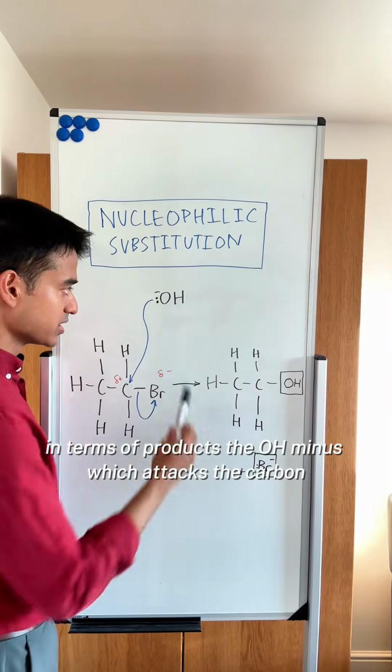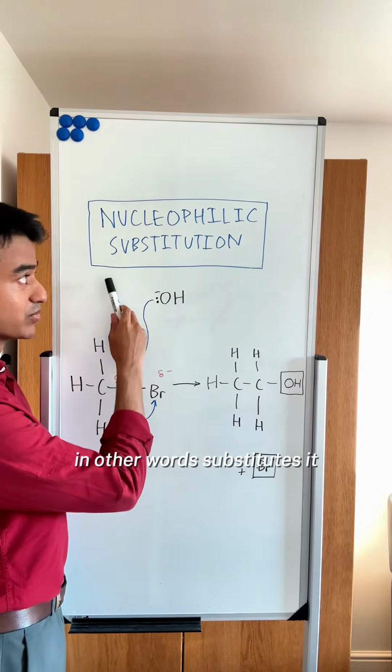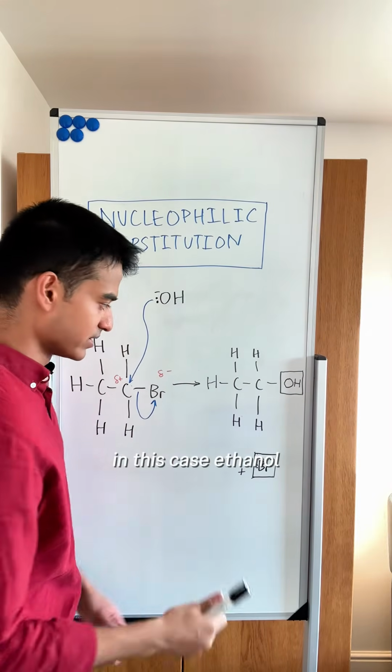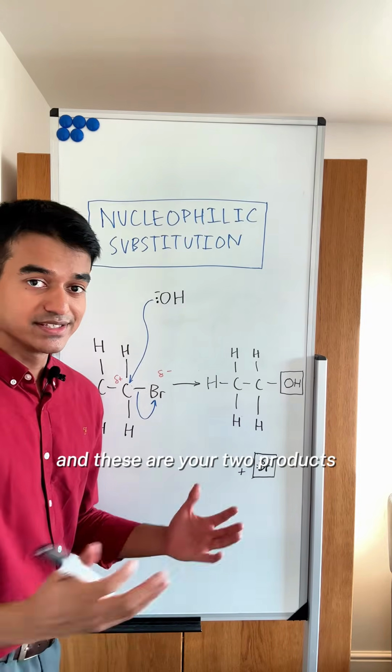In terms of products, the OH- which attacks the carbon swaps places with the bromine, in other words substitutes it, and this forms an alcohol, in this case ethanol. The bromine that gets kicked out just forms a bromide ion, and these are your two products.